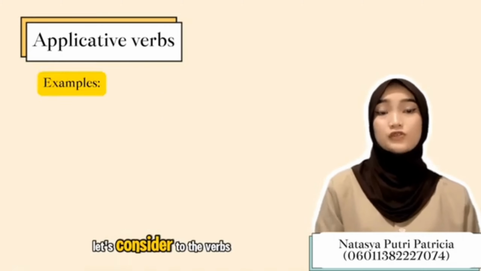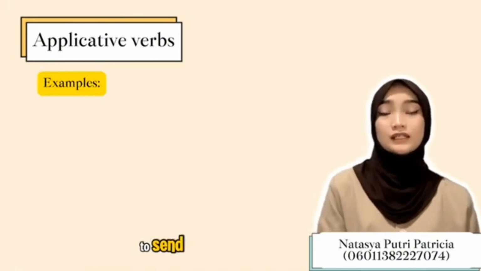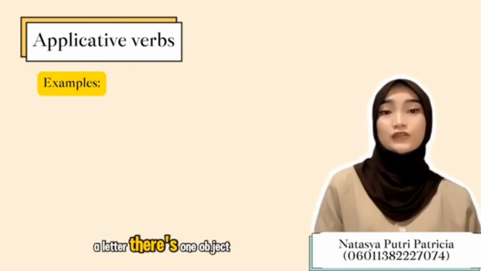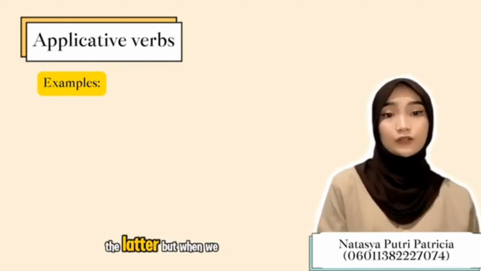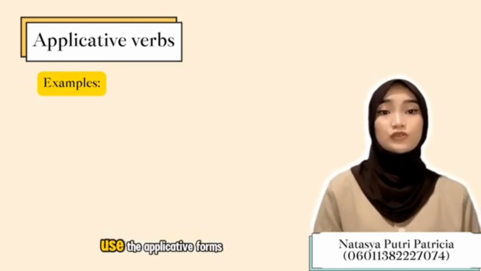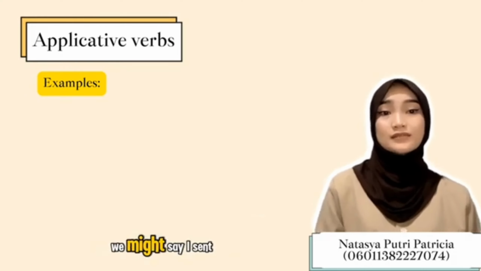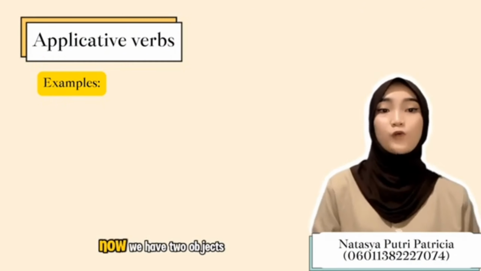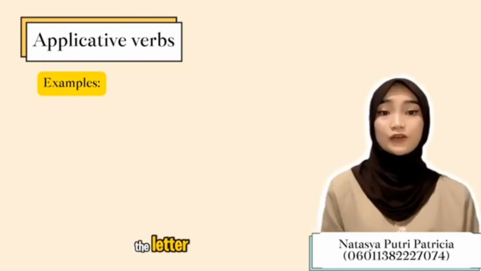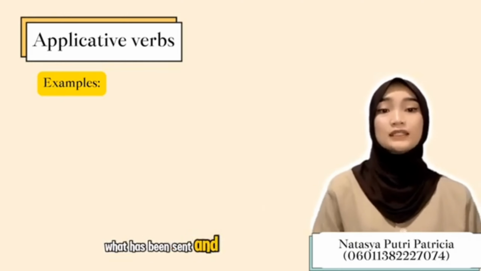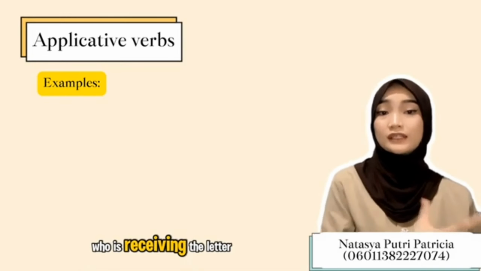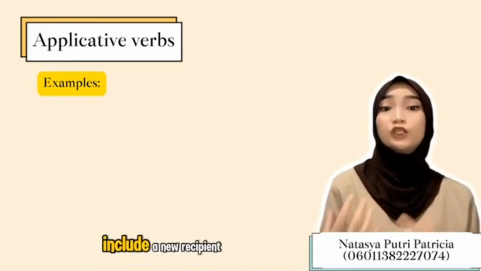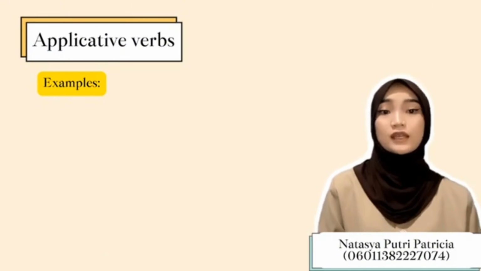Example, let's consider the verb to send. If I say, I sent a letter, there's one object, the letter. But when we use the applicative verb, we might say, I sent a letter to Sarah. Now we have two objects, the letter, what is being sent, and Sarah, who is receiving the letter. The verb has expanded to include a new recipient.